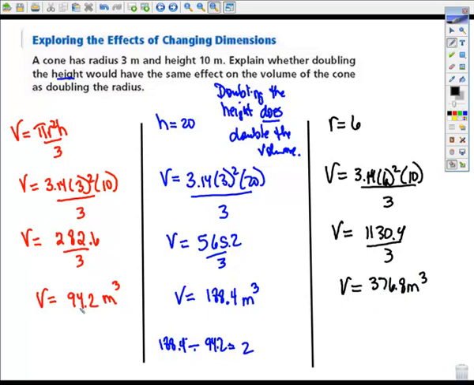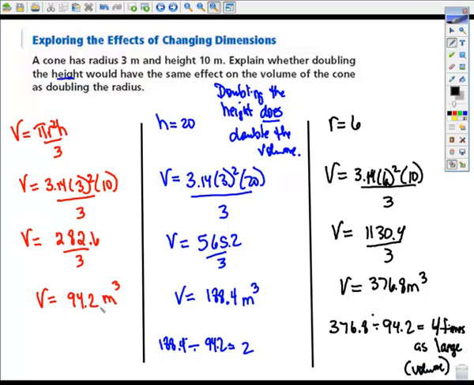Well, I can see right away that it didn't double it because it didn't equal the 188 and 4/10, but we are going to check it out and see what happens. So 376 and 8/10 divided by 94 and 2/10. And this made it 4 times as large. Oh, come on. And that's the volume.